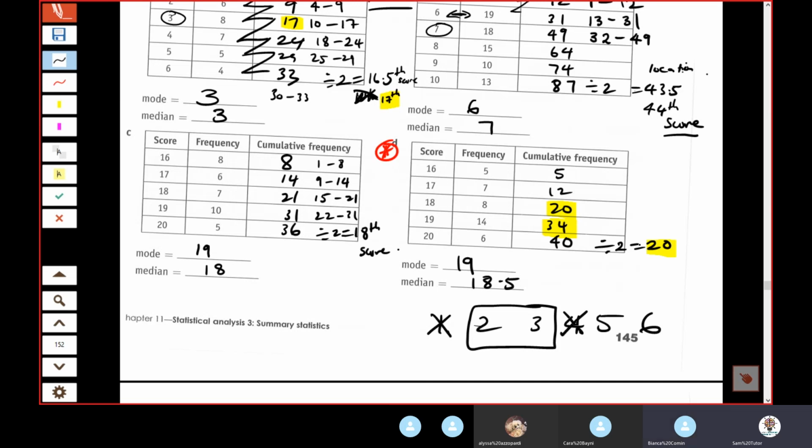But when you get a number that's in here, specifically in these numbers, then you've got to watch out because this is up to 20. So this is the 13th to 20th score, but then the 21st score to the 34th score is here. So between the 20th and the 21st, you'll be left with these 2 numbers, 18 and 19. So the answer would be 18.5.